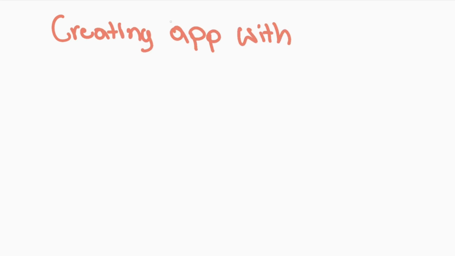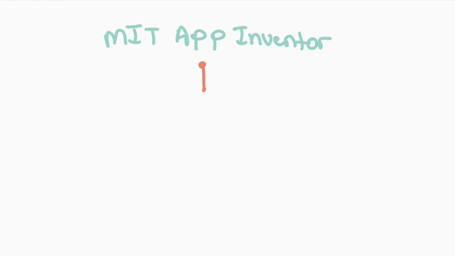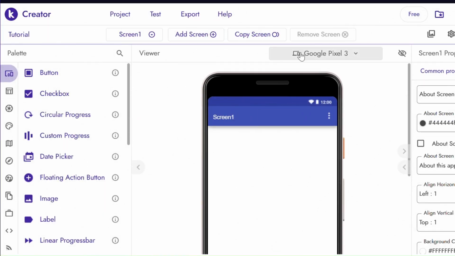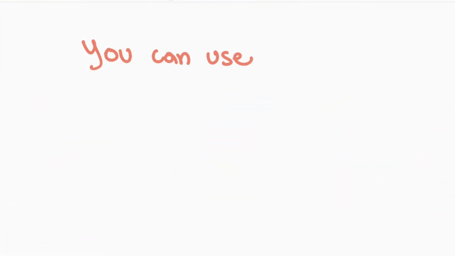Today we're going to be going over our roadmap to creating an entire app start to finish with Kodular or MIT App Inventor. If you don't know, Kodular was originally a fork of MIT App Inventor, but has since made it a more modern design as well as added a few more features. For this tutorial, you can either use Kodular or MIT App Inventor.